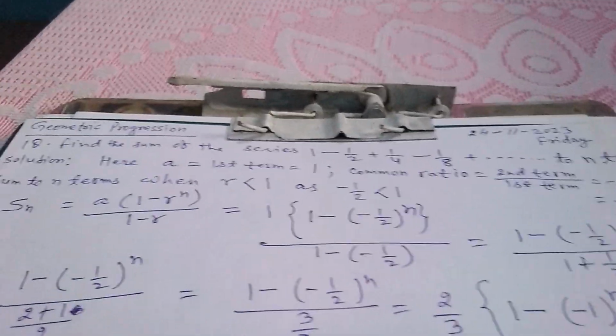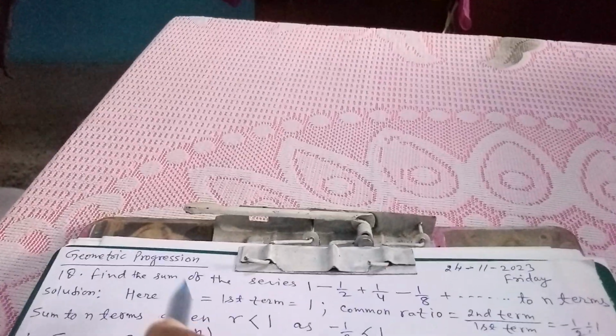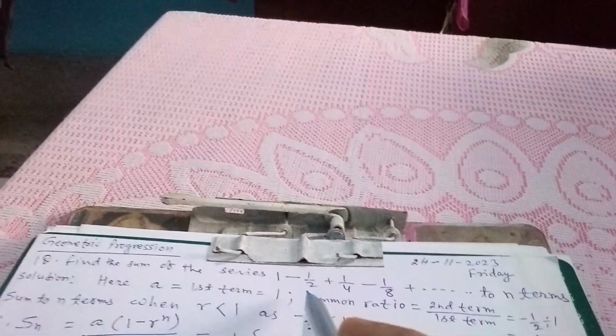Dear students, today I am going to explain some questions of geometric progression. The first question is: find the sum of the series 1 minus 1 by 2 plus 1 by 4 minus 1 by 8 plus and so on to n terms.